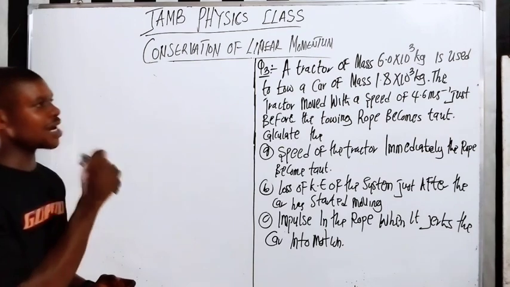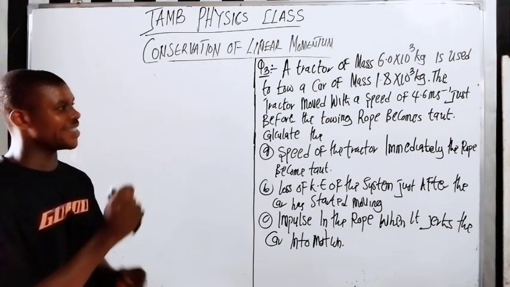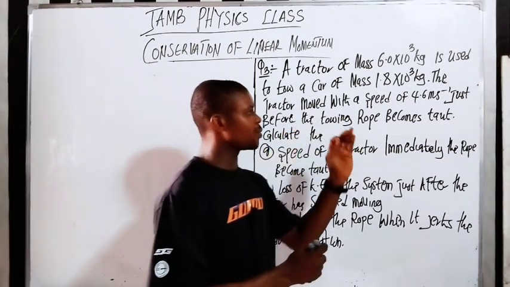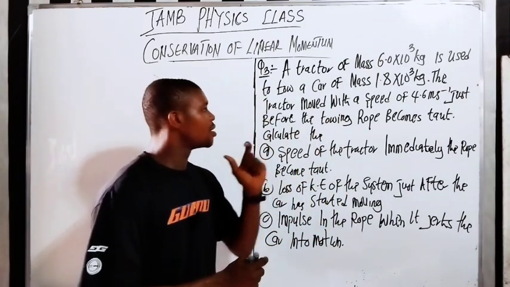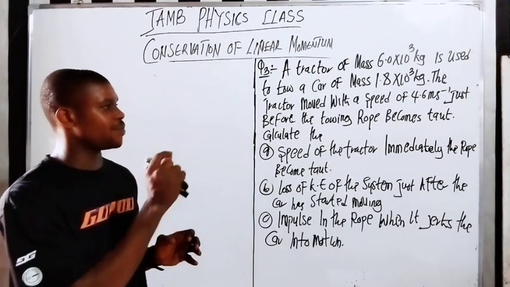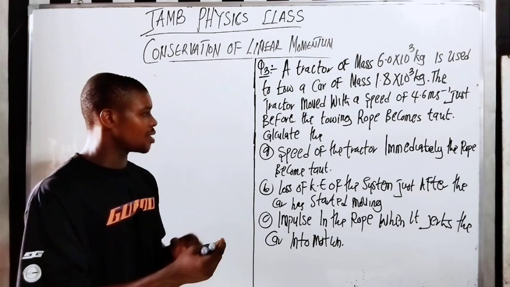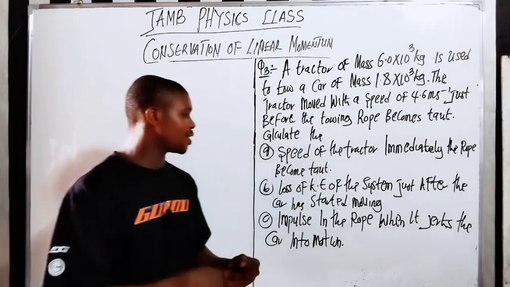A tractor of mass 6.0 times 10 to the power 3 kg is used to tow a car of mass 1.8 times 10 to the power 3 kg. The tractor moved with a speed of 4.6 meters per second just before the towing rope becomes taut. Calculate the speed of the tractor immediately the rope becomes taut.